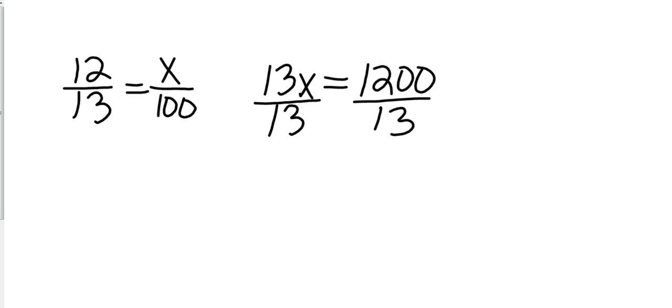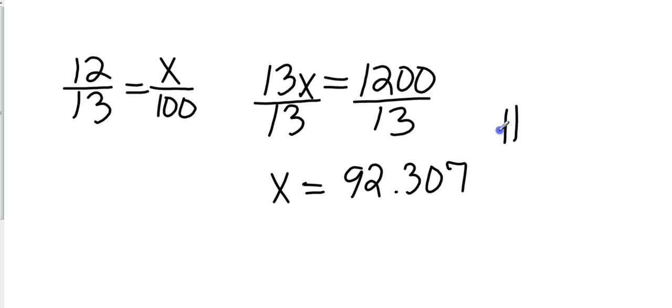Now, this is where we'll discover that 13 doesn't go into 1200 evenly. And so in the directions, they may ask you to find the answer to the nearest 100th. So you will be allowed to use a calculator on this one. And when you take 1,200 and divide it by 13, you come up with 92.307.